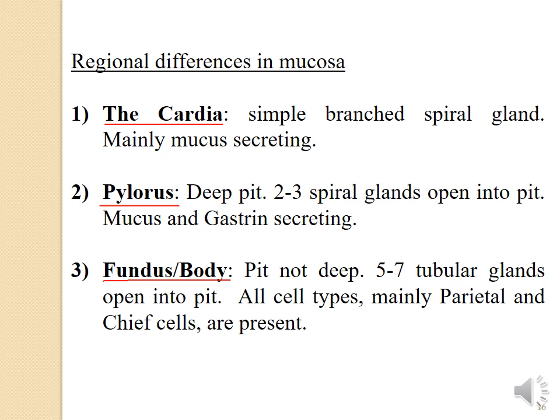Histologically, the cardia has simple branched spiral glands, which are mainly mucus secreting. In the pylorus, the gastric pits are deep, and 2 to 3 spiral glands open into the pit. And in the pylorus, the glands are mainly mucus and gastrin secreting.